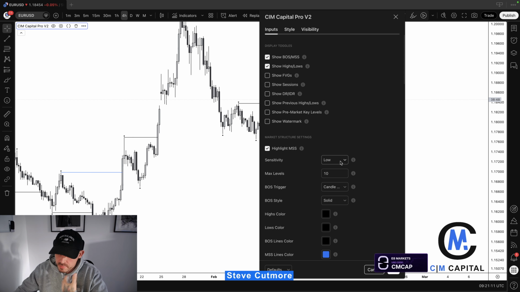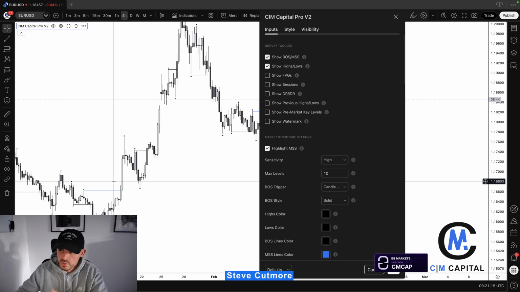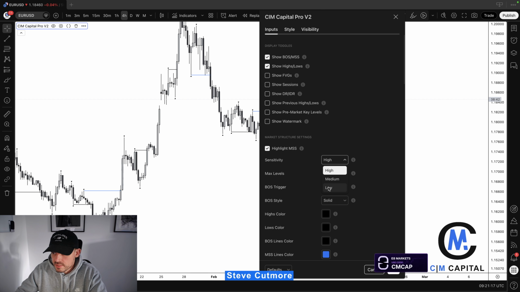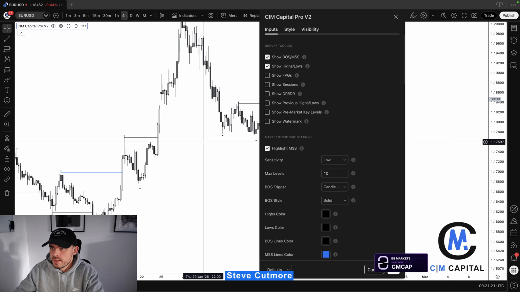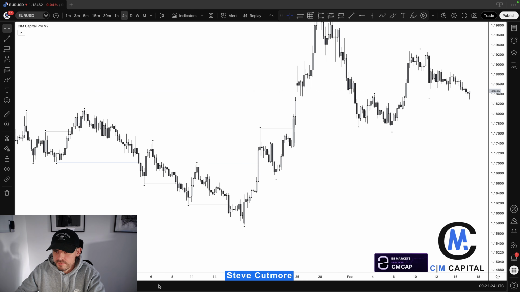But obviously, as me, I'm a day trader. I have high because I like to see the more intimate levels. But if you're new to trading, then I would recommend using low so you can see the main key levels. And then as you can see, it plots them out very nicely.